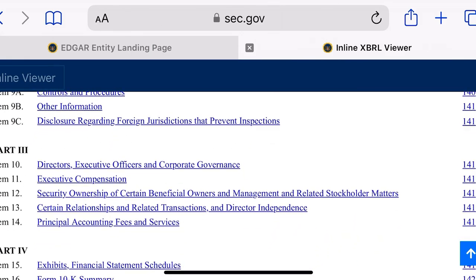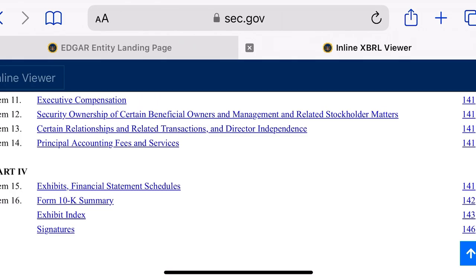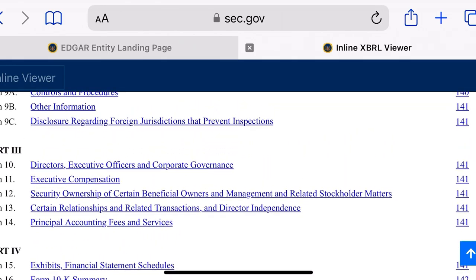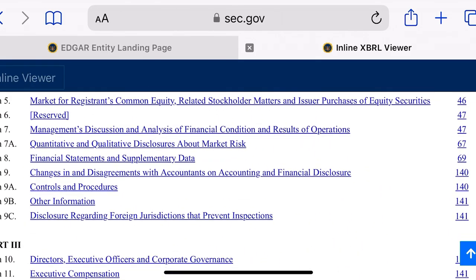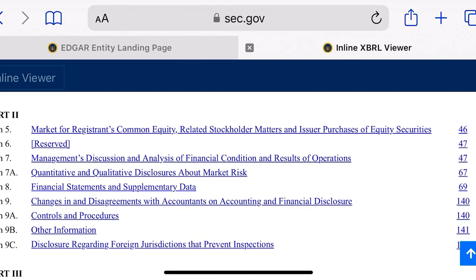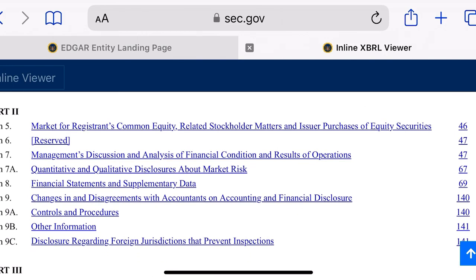It won't be until part 4 that we get a lot more of this stuff, but you do here in part 2 get your financial statements and supplementary data. Another big section a lot of people don't always look at is item 7, management's discussion and analysis of financial condition and results of operations.